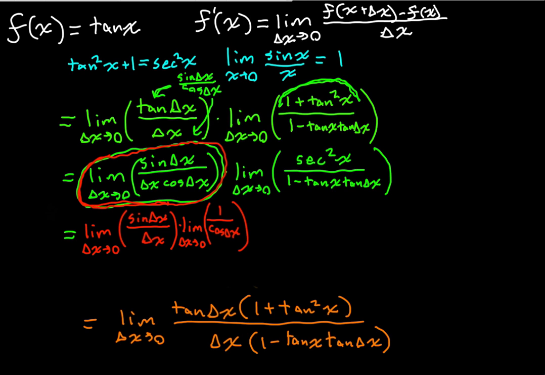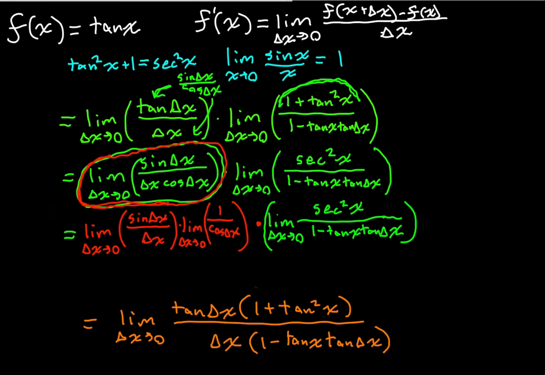Right? That's all we're doing. I just took out the 1 over cosine of delta x and the sine of delta x over delta x, and then we're multiplying this whole thing by our green part, which is the limit as delta x goes to 0 of secant squared of x over 1 minus tangent of x, tangent of delta x.